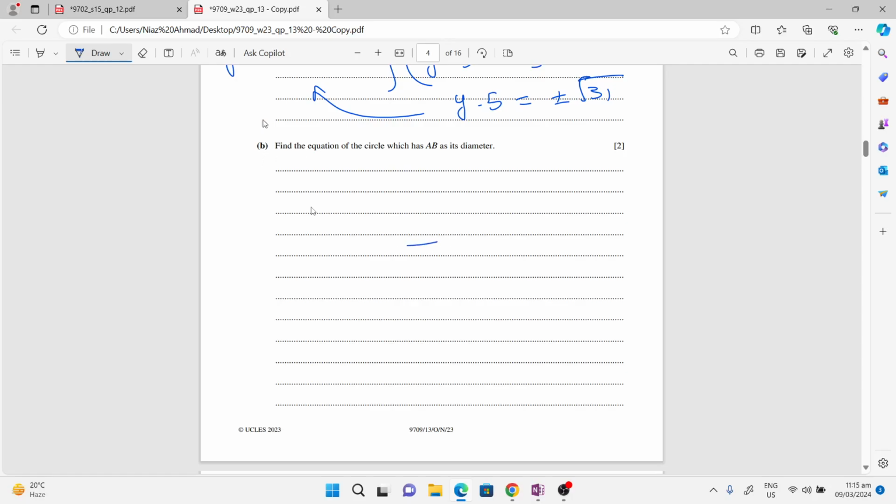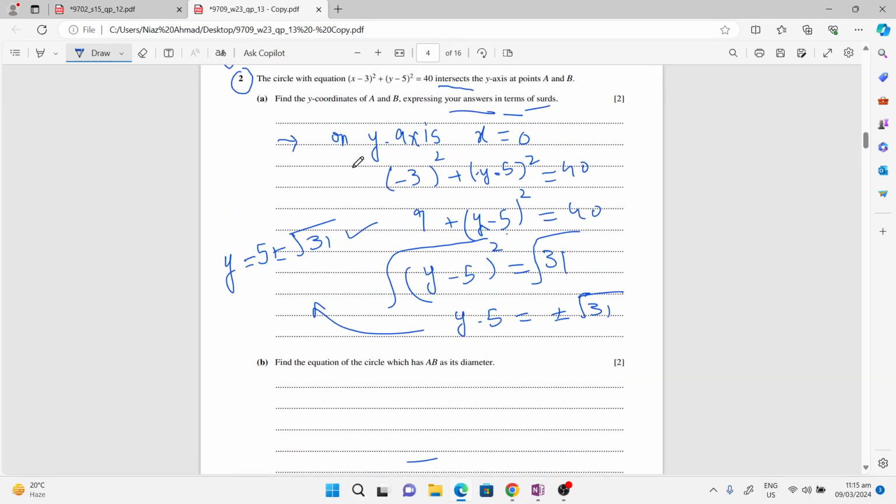Can you explain part B, because I got that wrong? Okay. On the y-axis, x equals 0, and then I put my x equals 0 in the main equation of the circle. The main equation of the circle is (x minus 3) whole squared plus (y minus 5) whole squared equals 40. It intersects the y-axis, so if you have a y-intercept, then x must be 0. So plug your x into the main equation of the circle.